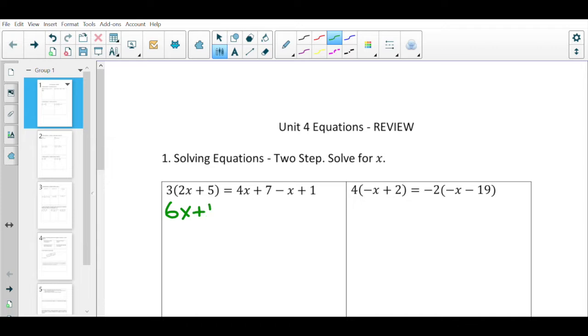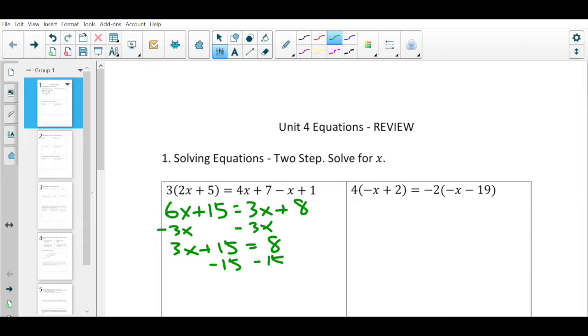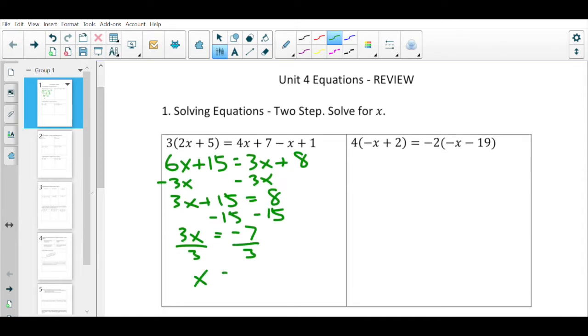Distributing: 6x plus 15 equals, collecting like terms, 3x plus 8. We are isolating x, so let's do that. 3x plus 15 equals 8 minus 15. 3x equals minus 7, divided by 3. X equals negative 7/3. Good.